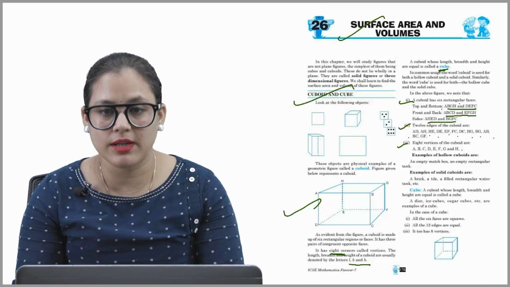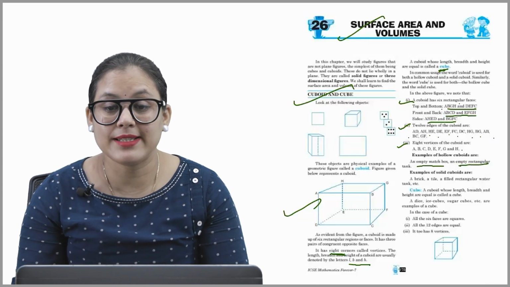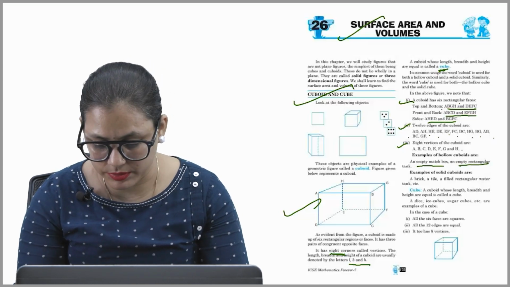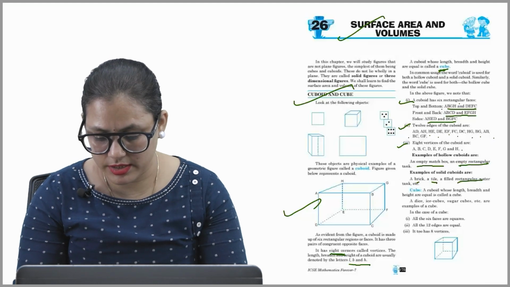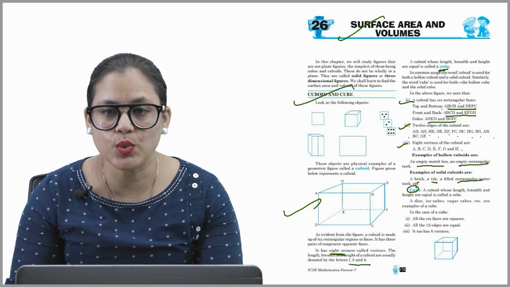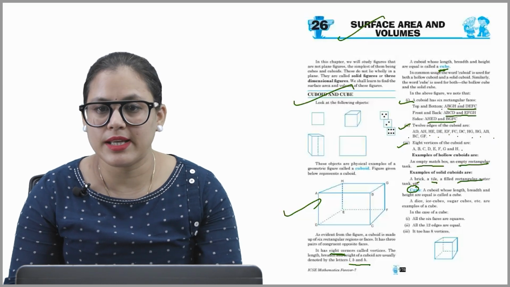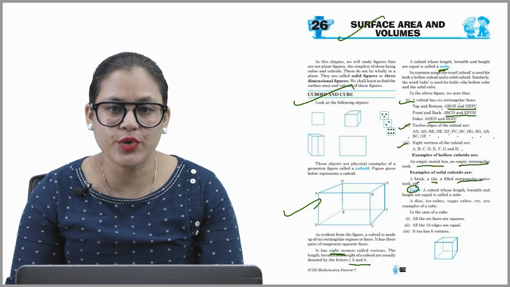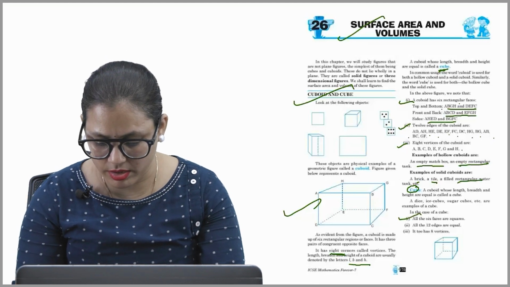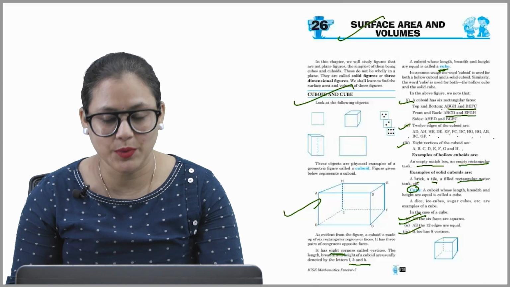Examples of hollow cuboids are an empty matchbox and an empty rectangular tank. Examples of solid cuboids are a brick, a tile, and a filled rectangular water tank. Next, cube. A cuboid whose length, breadth and height are equal is called a cube. A dice, ice cubes, sugar cubes, etc. are examples of a cube. In the case of a cube, all the 6 faces are square, all the 12 edges are equal, and it too has 8 vertices.